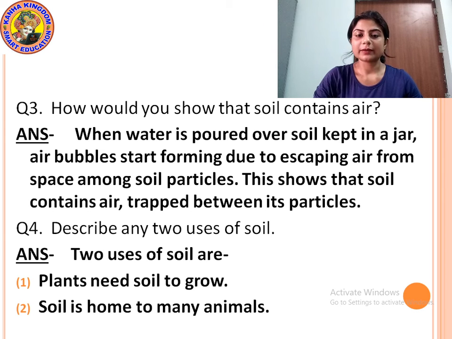Now question number 3. How would you show that soil contains air? The answer is, when water is poured over soil kept in a jar, air bubbles start forming due to escaping air from the space among soil particles. Full stop. This shows that soil contains air, trapped between its particles.